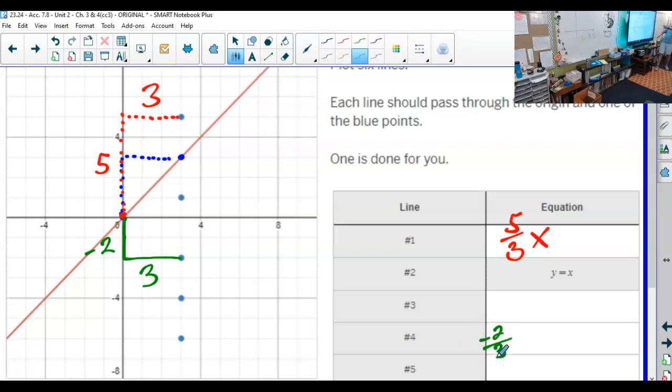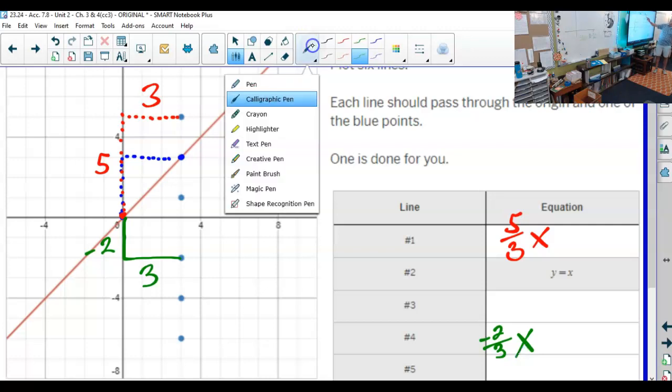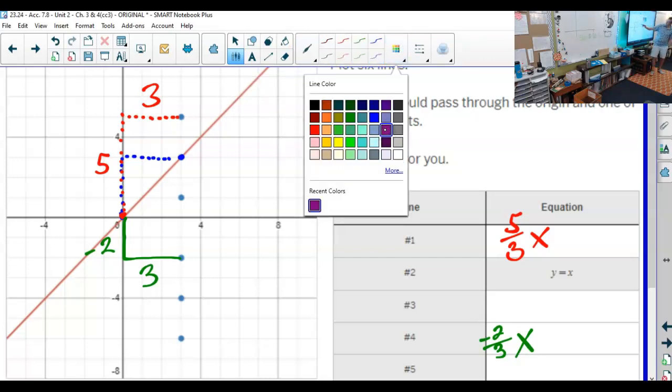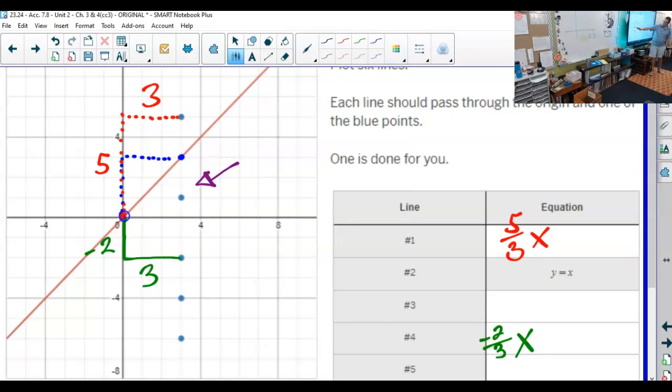Actually, the negative would go with the 2 here. Or no, we still need this point. So what about this point from the origin? Triangle. Do I have to draw my rise first? Not really. This was getting really busy over here, so I can draw my run first and then do my rise. I just have to make sure when I go to write it, 1/3.